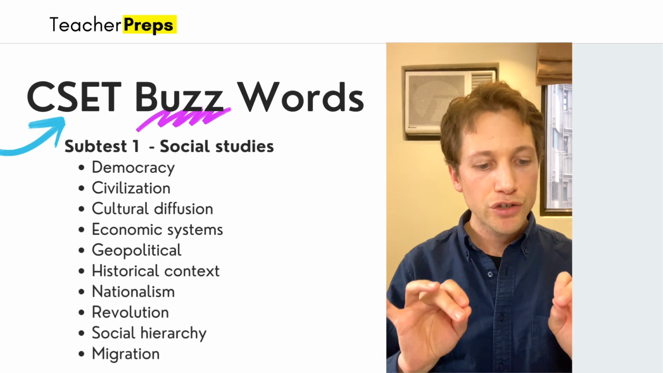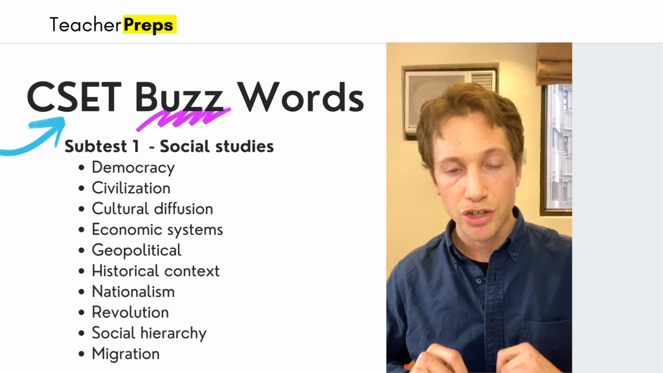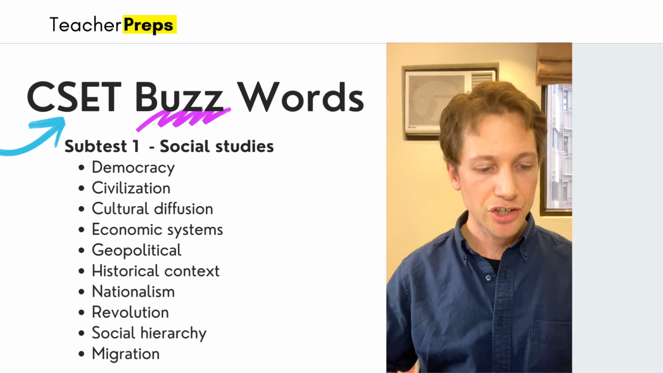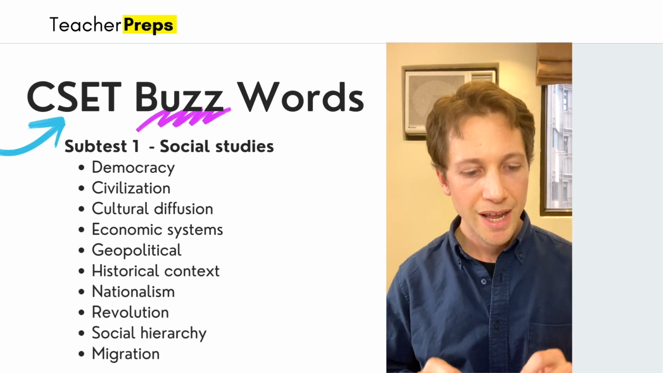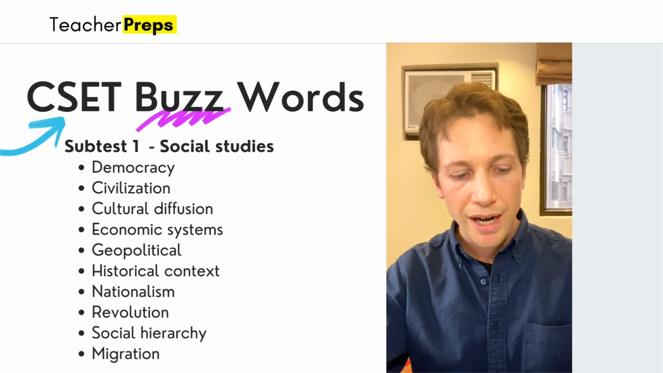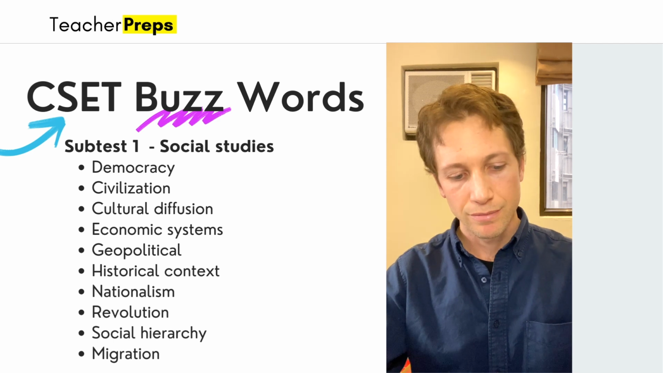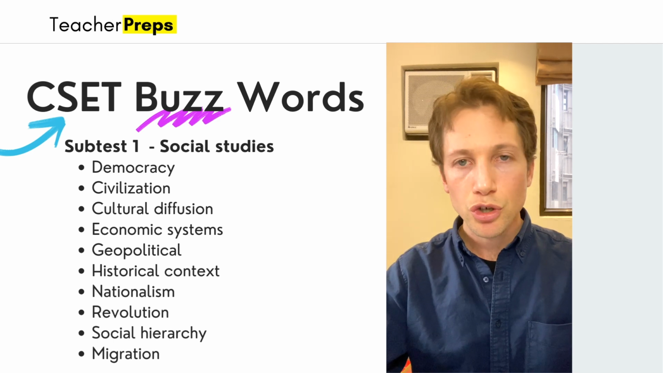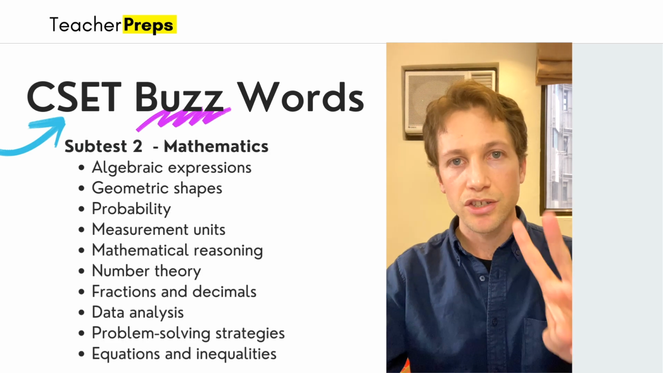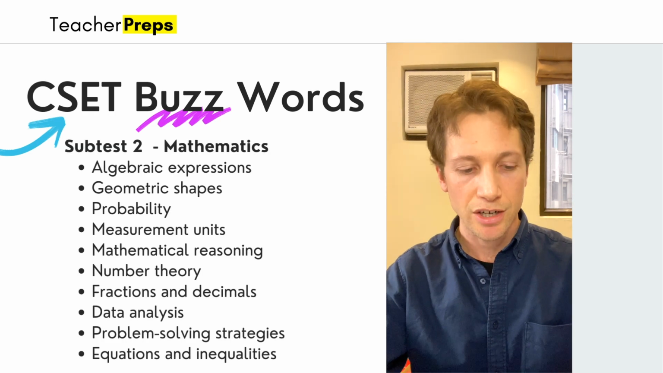So now for subtest 1, social studies domain, think about using words like democracy, civilization, cultural diffusion, economic systems, geopolitical, historical context, nationalism, revolution, social hierarchy, migration. Now let's go on to subtest number 2, starting with the mathematics section.